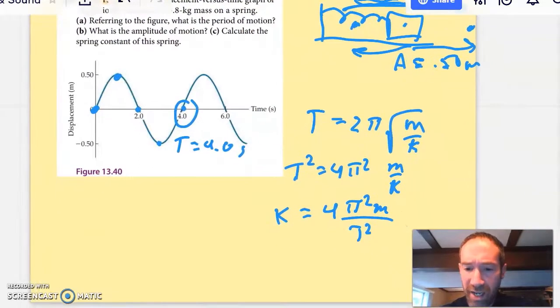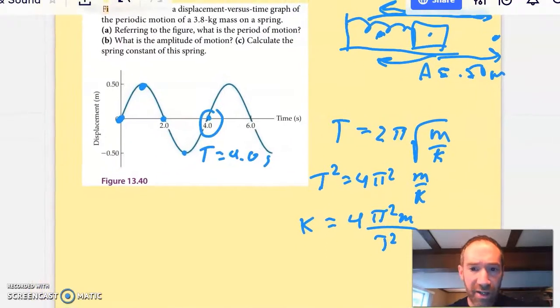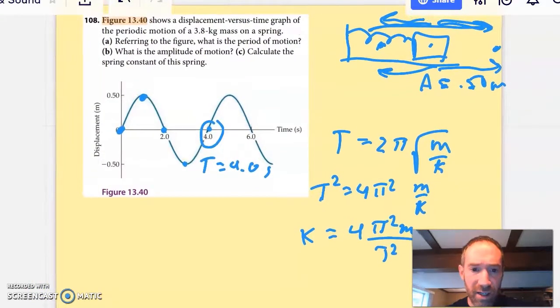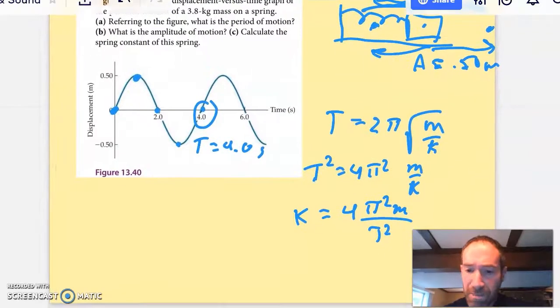So putting in 3.8 kilograms for the mass and a period of 4 seconds, you're going to get a k value of 9.4 newtons per meter.